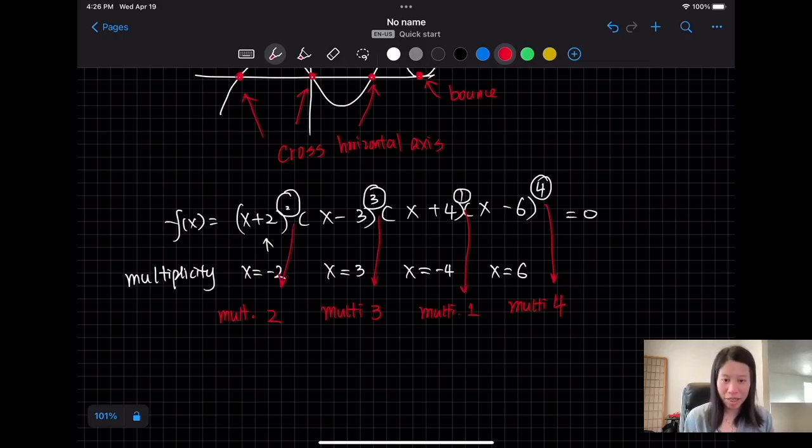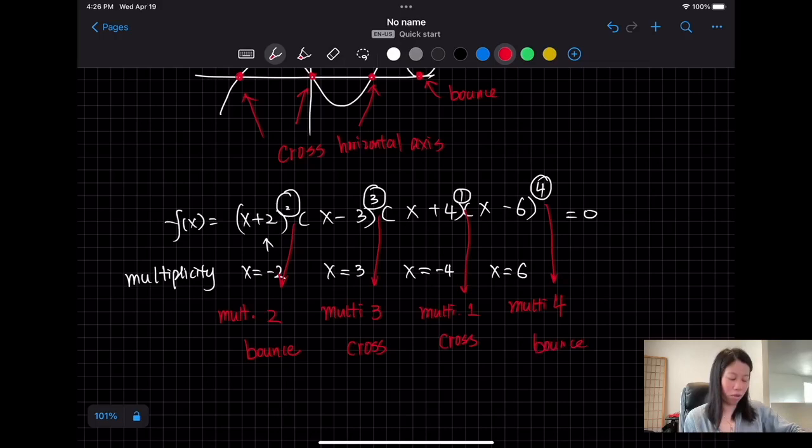Okay, and then the next step is we need to determine if this is odd or even. If it's an even number, the behavior at this x-intercept is going to be a bounce. And if this is an odd number, the behavior at this x-intercept is going to be a cross. So this is odd, so it's going to be a cross. This is even, it's going to be a bounce.